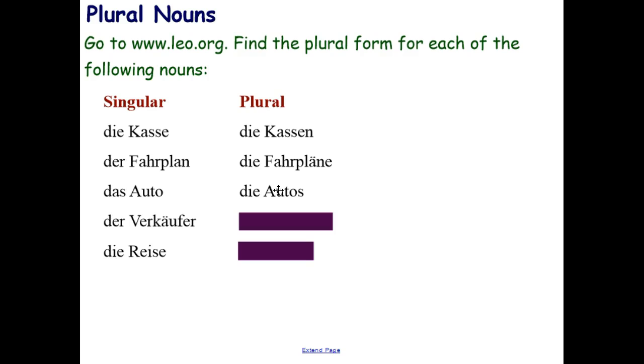Das Auto, die Autos. Der Verkäufer, die Verkäufer. And die Reise, die Reisen. So you can see in these five examples, there are a variety of ways to change a noun from singular to plural in German.